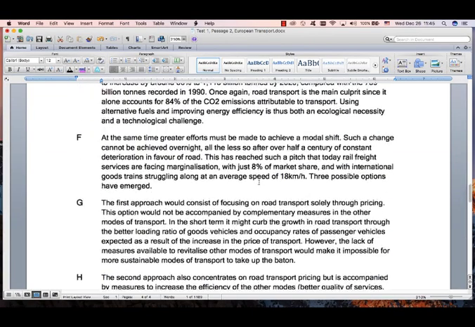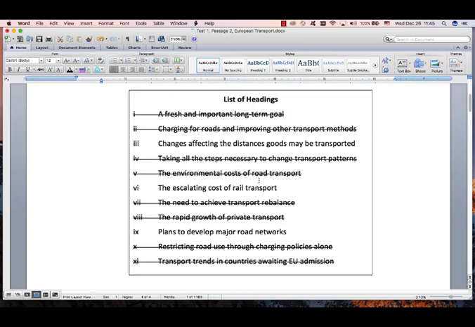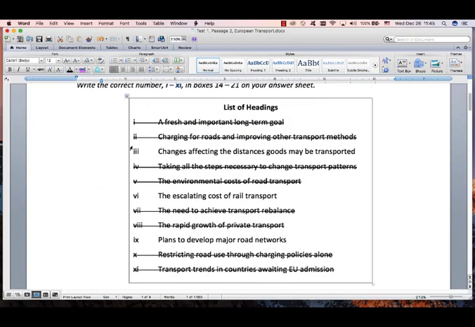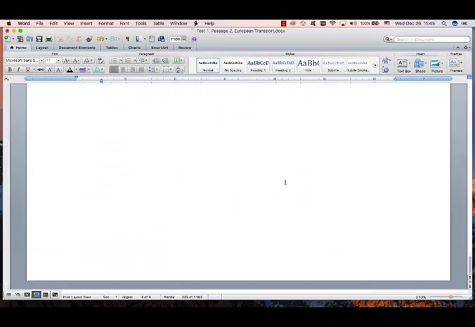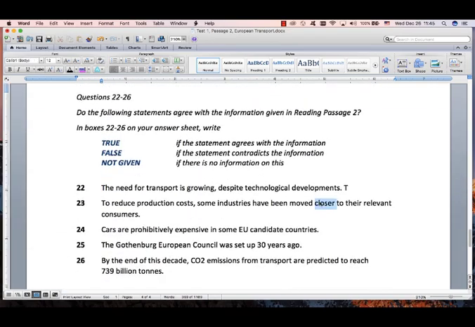Have they been moved closer? I remember we had a heading about that. What was it? Oh, it was this one, which I didn't delete. The distances. To reduce production costs. Relocation of some industries, even though it's hundreds of thousands of kilometers away. So they've actually been moved further away. They haven't been moved closer. They've been moved hundreds or thousands of kilometers away. So the target language is false. It's not closer, it's further.